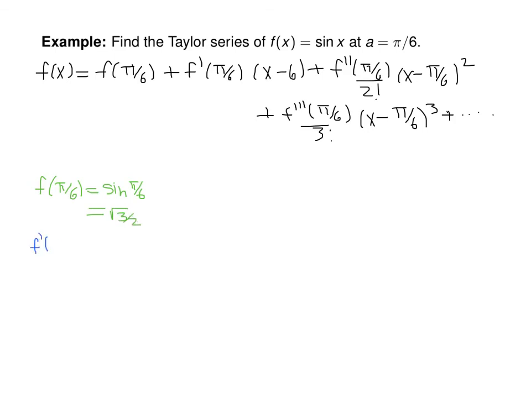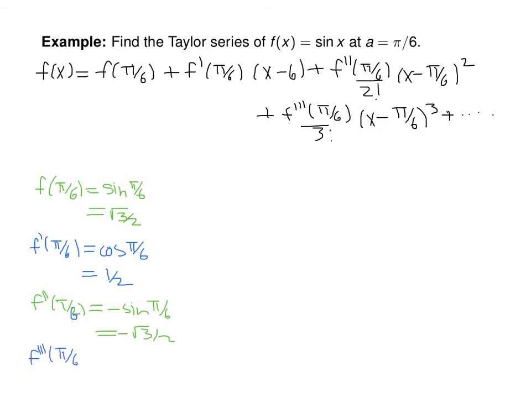F prime of pi over 6 will be cosine of pi over 6, which will be 1/2. The second derivative will be negative sine, so negative sine of pi over 6 will be negative root 3 over 2. And the third derivative at pi over 6 will be given by negative cosine of pi over 6, which will be negative 1/2.